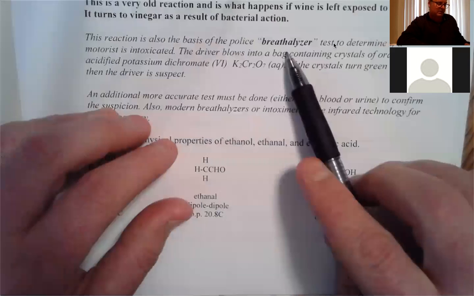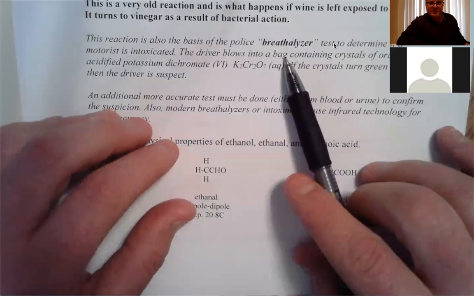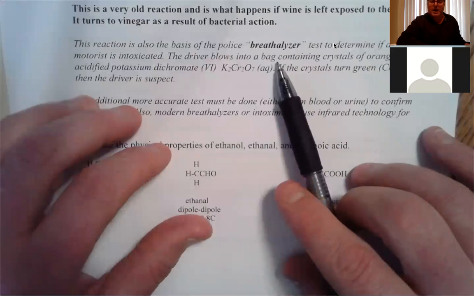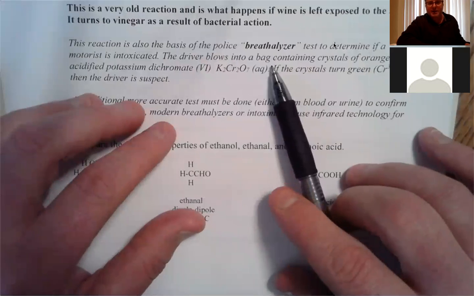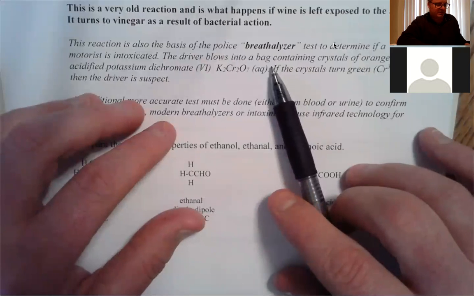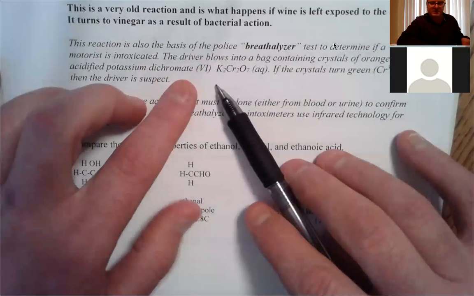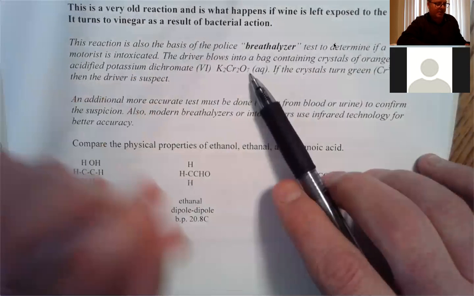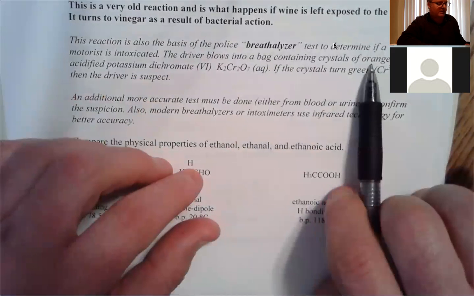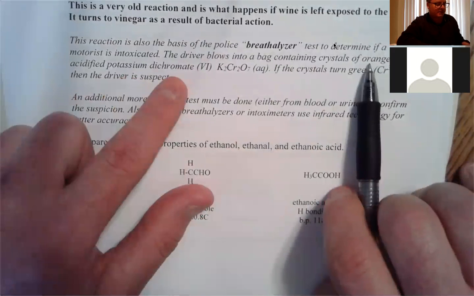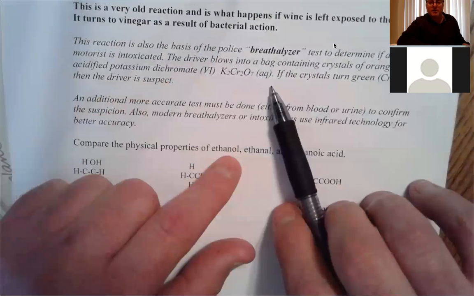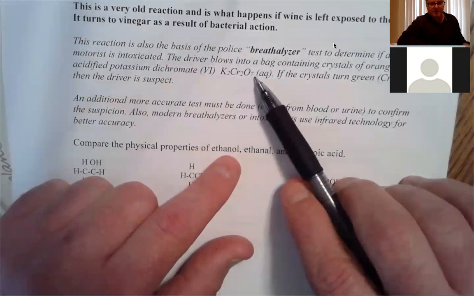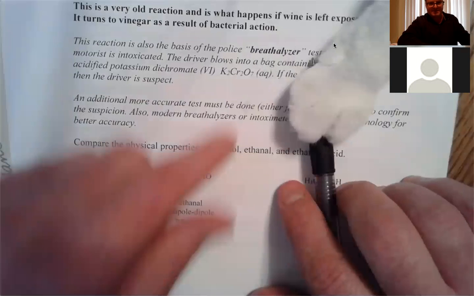It's also what they use for breathalyzers. I think they put this in here because they want to write fancy questions like, during the breathalyzer reaction of blah, blah, and blah, blah. Just keep in mind, you basically need to see what the chemistry is going on. A bag containing crystals of orange acidified potassium dichromate, when they blow the alcohol in there, then it would turn green.